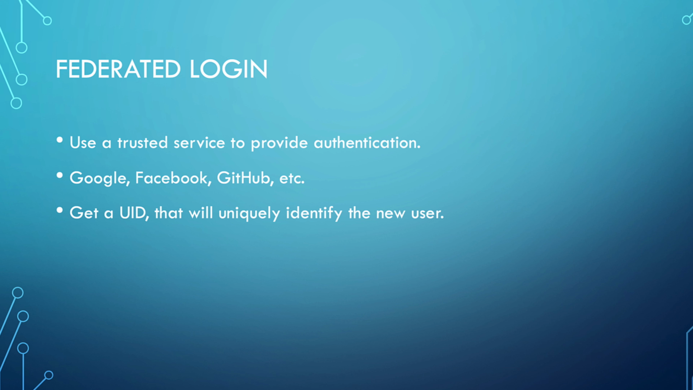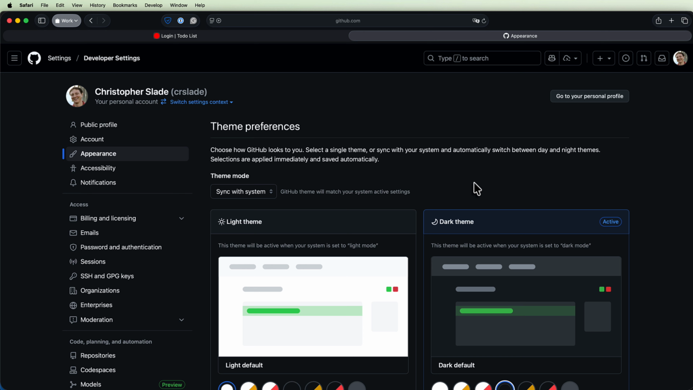And what we'd get back from one of these providers would be a unique ID that uniquely identifies the user. We can save that ID in the database. And when they go to log in again, we'll get that unique ID back and we can go look for the user with that ID. So we're going to use GitHub as our authentication provider.